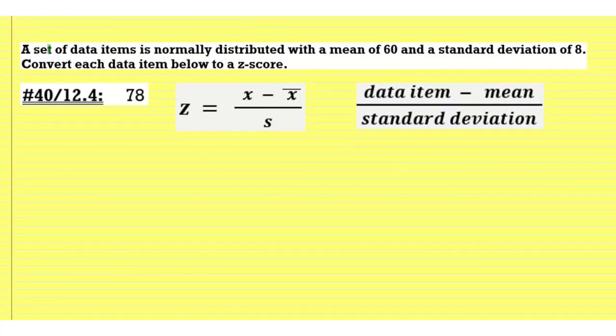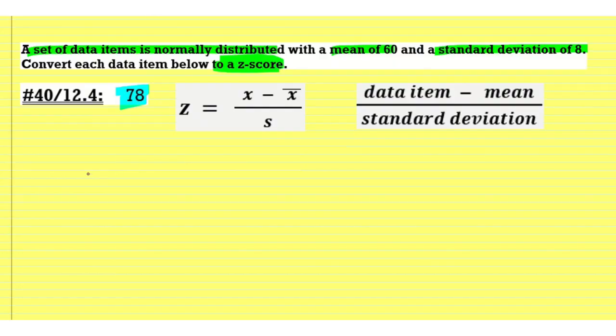Okay, our first problem says a set of data items is normally distributed. It has a mean of 60 and a standard deviation of 8. They want us to convert each data item to a z-score. The data item that they want us to pay attention to is 78. We don't know what that's about. It could be a score for a test, it could be a speed. But for the purposes of finding the z-score, we do not have to know what data set that number is coming from.